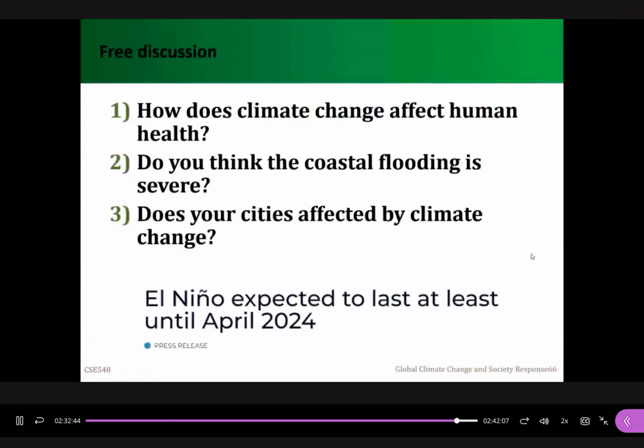I don't study the El Nino or La Nina effect. So if you want more information, you can search online by yourself to learn more about this phenomenon, because it's an important phenomenon that also affects the global temperature.